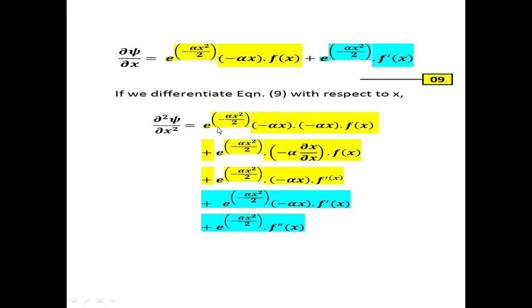So now we notice that we have terms related to f of x, f prime of x and f double prime of x. Now I rearrange the terms, which means I have to combine the equations with respect to f of x.